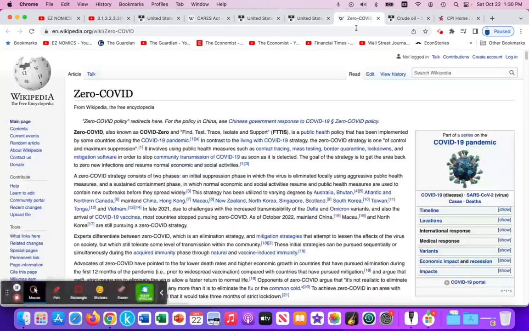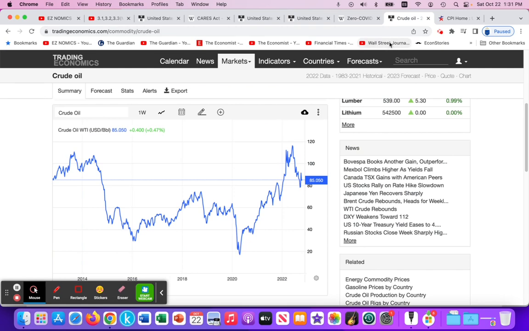Let's see here. In China, China's still pursuing a zero COVID policy, shutting down cities. That may disrupt the ability for firms in China and manufacturers in China to produce since labor is locked in. That can cause supply shocks in the global economy. We also have the Russian-Ukrainian war.